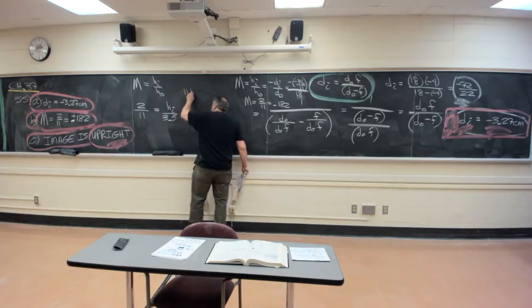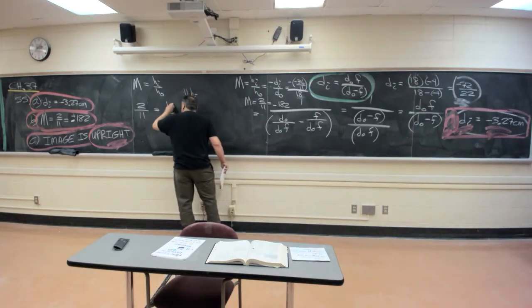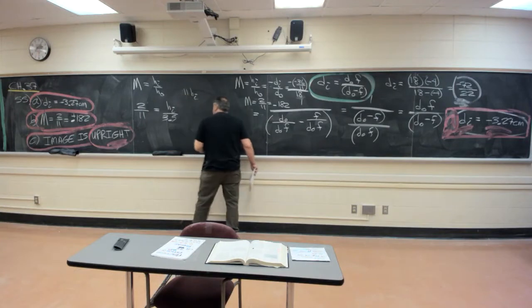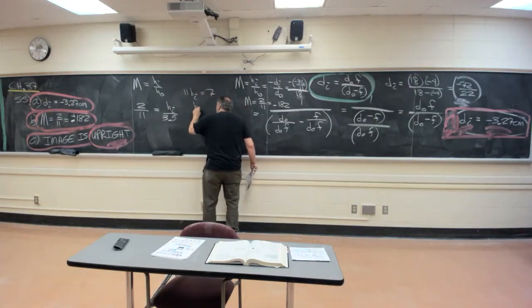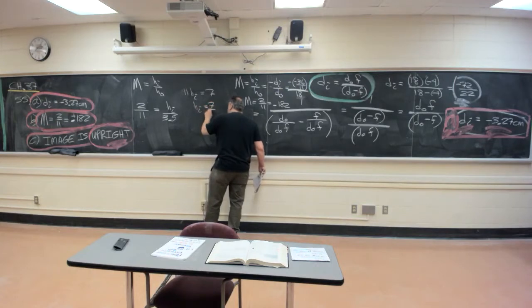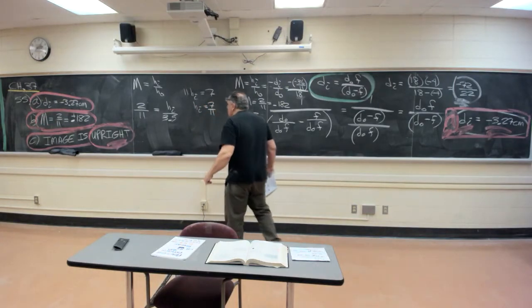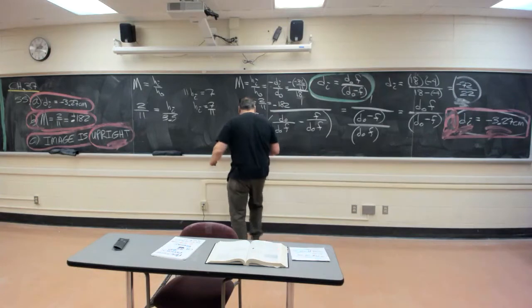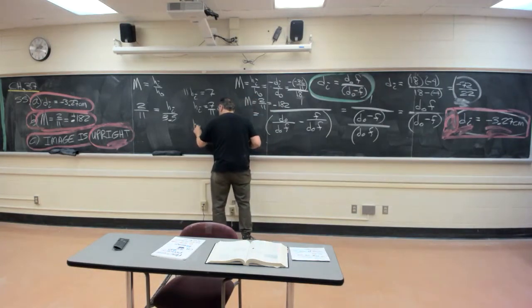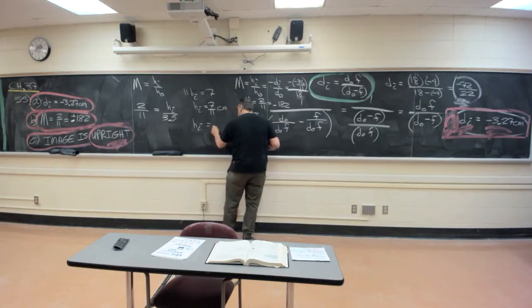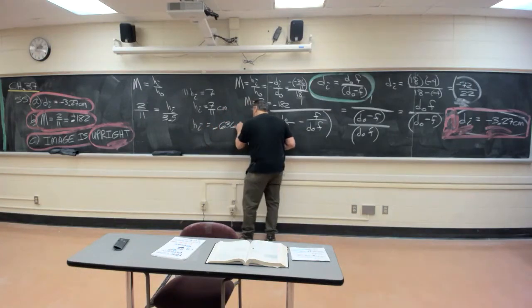You got 11, cross multiply, this times this is equal to that times that. 11 HI equals 2 times 3.5, which is 7. HI equals 7 over 11. 7 over 11 centimeters, which is roughly 0.636 centimeters.